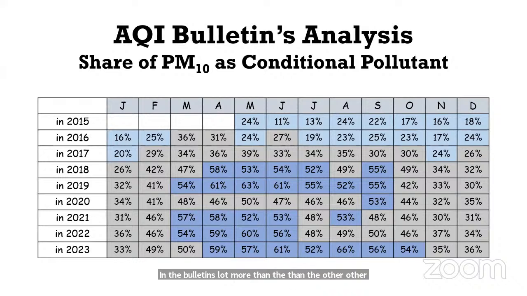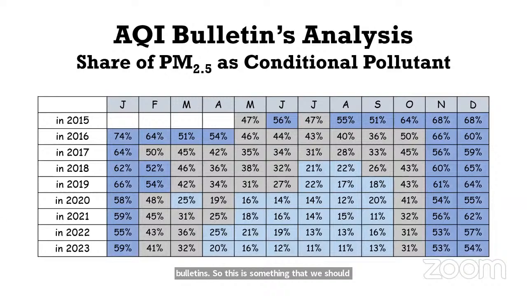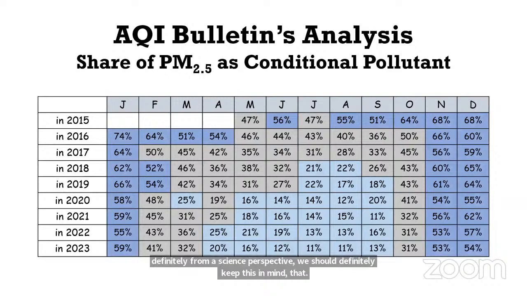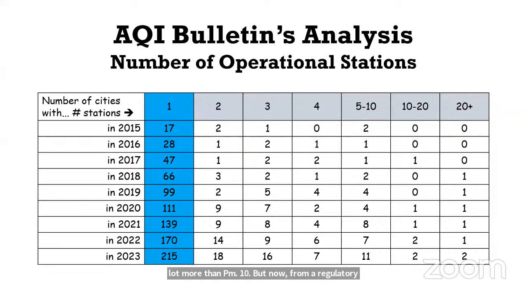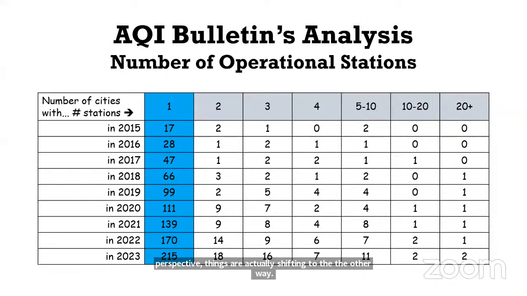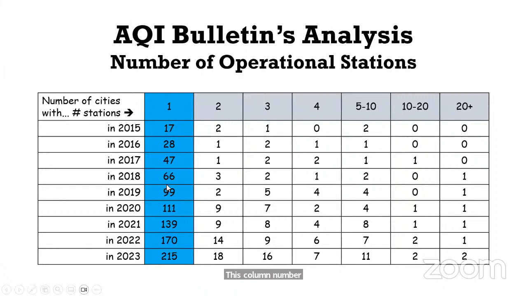So this is something that we should definitely keep in mind from a science perspective: for health and science, PM 2.5 remains a critical pollutant, a lot more than PM10. But from a regulatory perspective, things are actually shifting the other way. Coming back to the same thing, this column, number one, number of cities with one station, it's a sad thing.